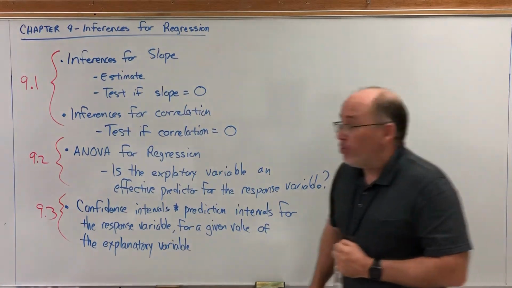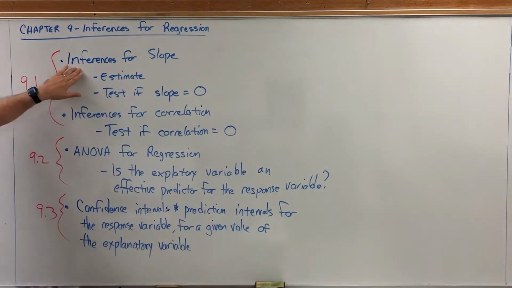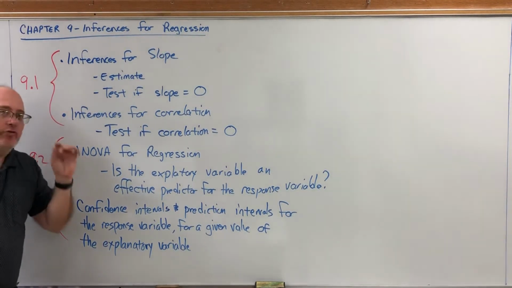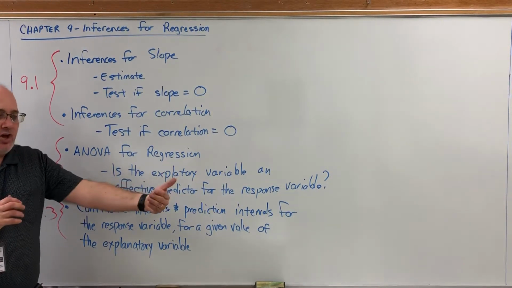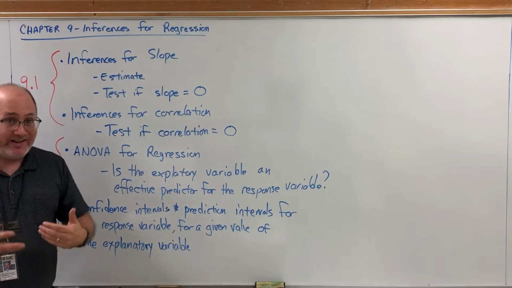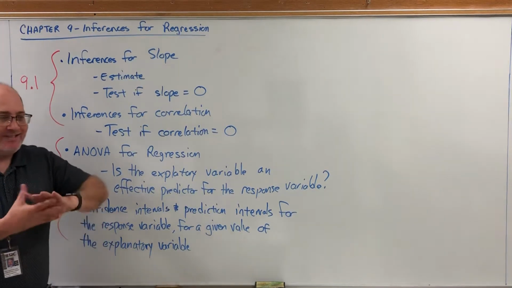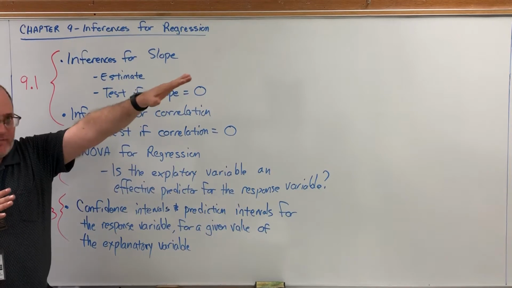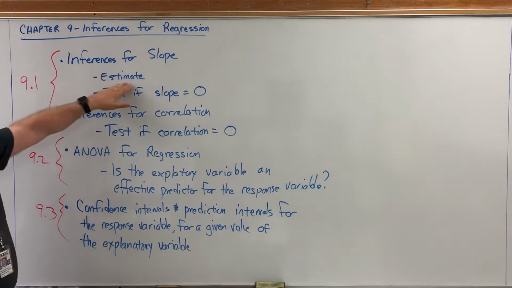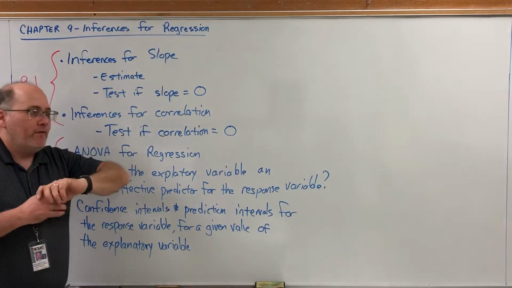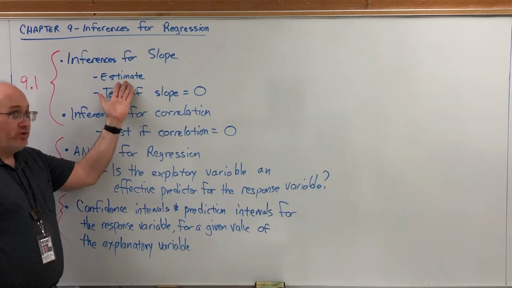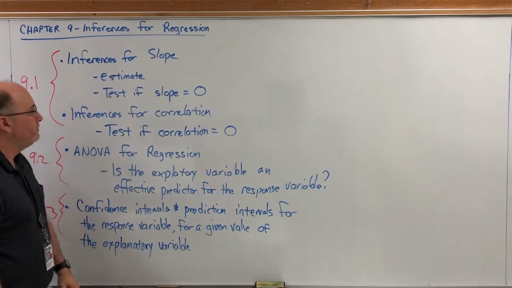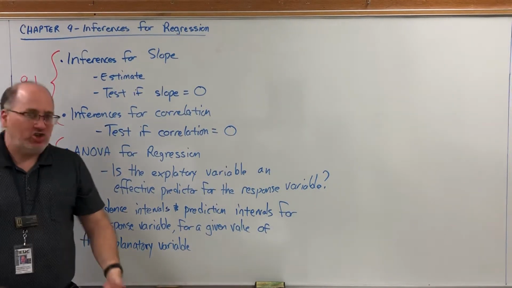For example, in section 9.1, we're going to look at inferences for slope. And remember, inferences just means confidence interval and/or hypothesis testing. For slope, we'll be doing each. We're going to estimate the slope of the population regression. Remember, in the previous videos, we took a scatter plot that represented a sample from a population and used that scatter plot to come up with a line of best fit from that sample. We can estimate what the slope of the line would be for the population based on what the slope of the line was for the sample by using a confidence interval. We can also test if the population slope would be 0.